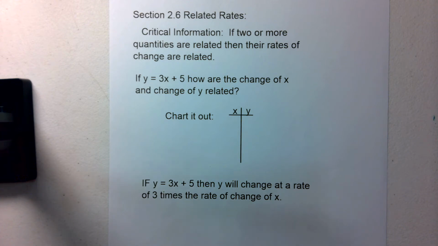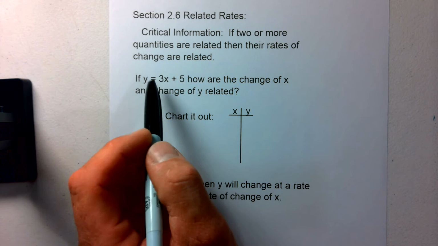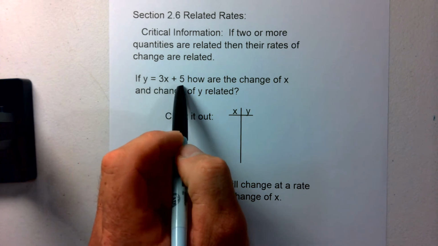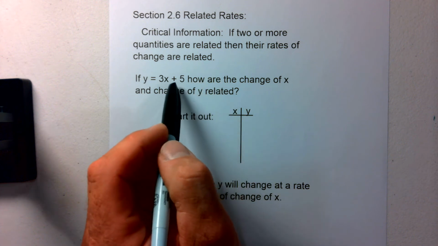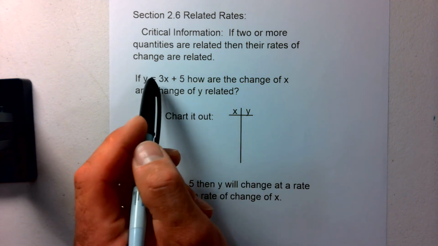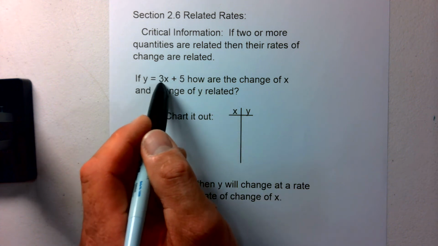So, critical information today. If two or more quantities are related, then their rates of change are going to be related as well. What does that mean? Well, let's give you an equation, y equals 3x plus 5. How are the rates of change of x and y related? So let's think about y equals 3x plus 5.